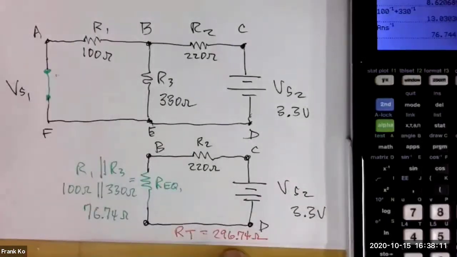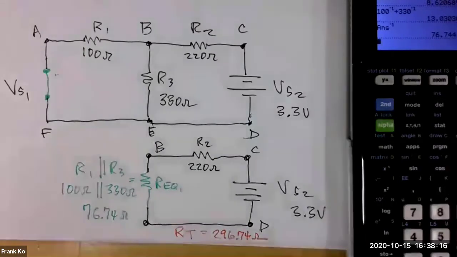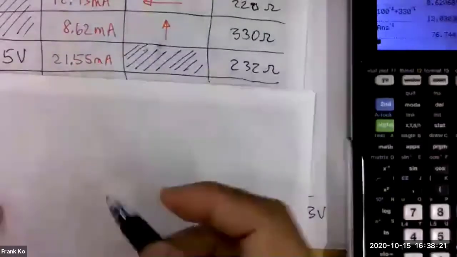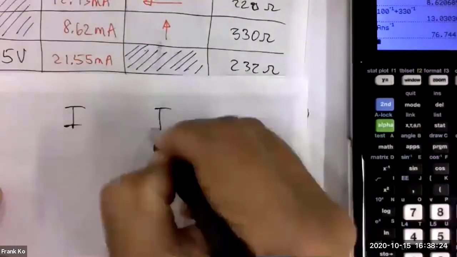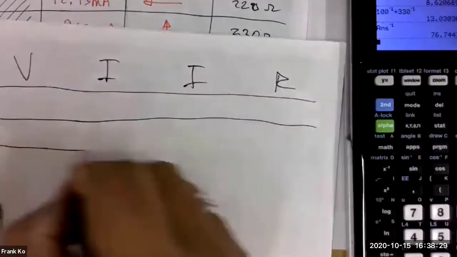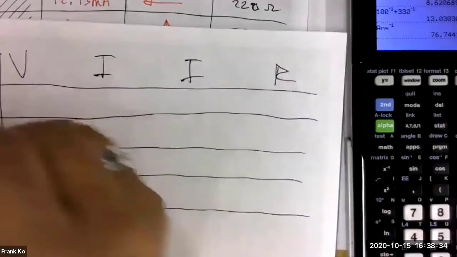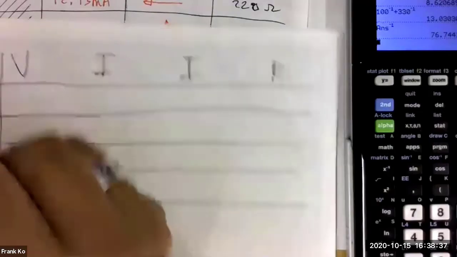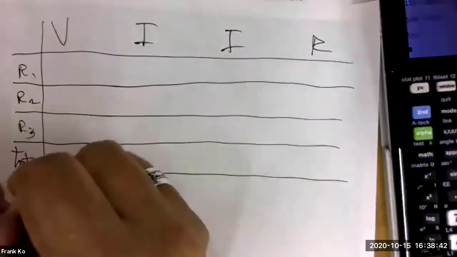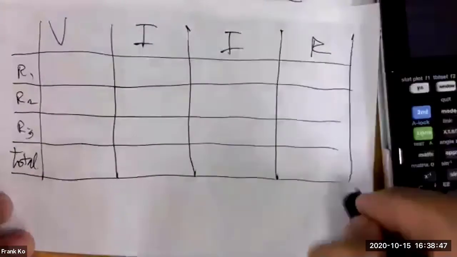Once we've gotten all the way to our total, let's go ahead and set up our next VIR table. So our next VIR table will look a lot like our first one. We have a V, double I, and then an R. And we have to have the same number of rows. So I'll do this as neatly as I can. R1, R2, R3, totals. We have V, I, and R.